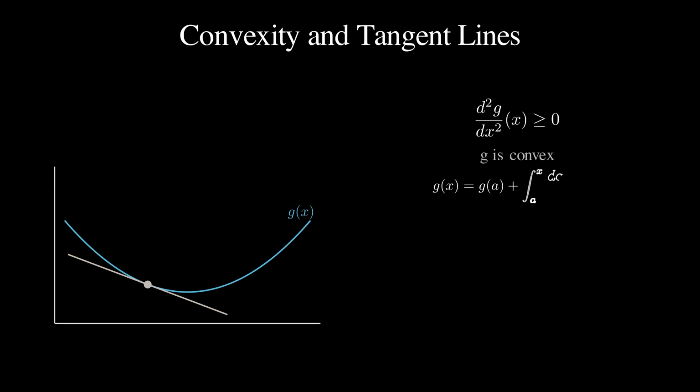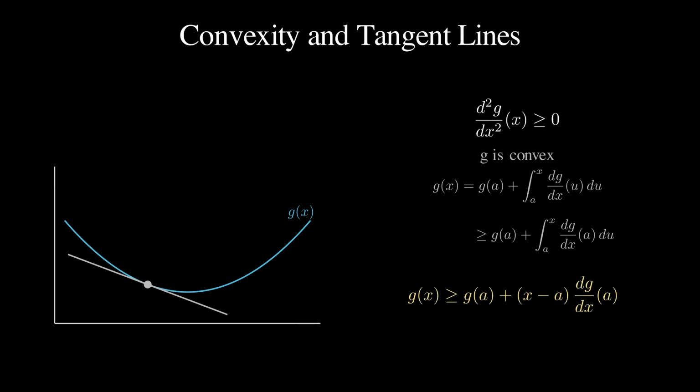The fundamental theorem of calculus writes g of x as g of a plus the integral of the derivative from a up to x. A non-negative second derivative makes the first derivative monotone increasing, so replacing the derivative inside the integral by its value at a can only shrink the result. What remains is the equation of a line. g of x is at least g of a plus (x minus a) times the slope at a. A convex curve lies above every one of its tangent lines, an inequality manufactured from curvature alone.